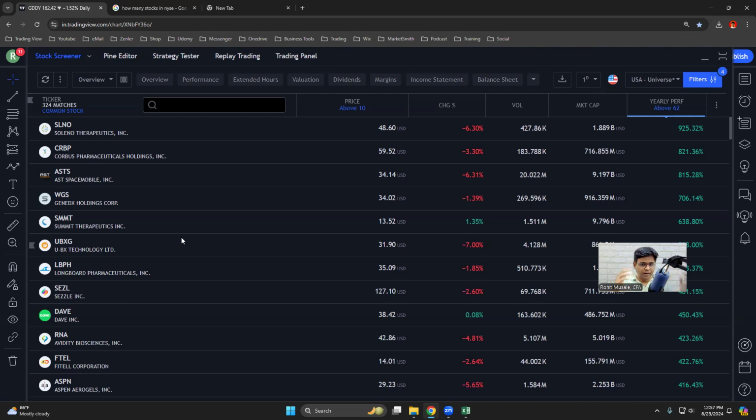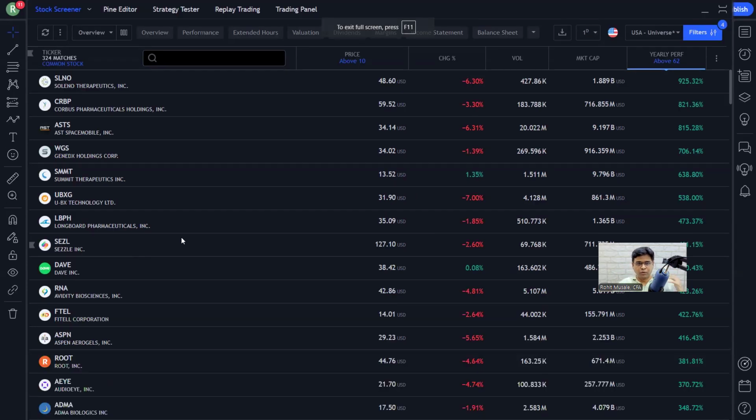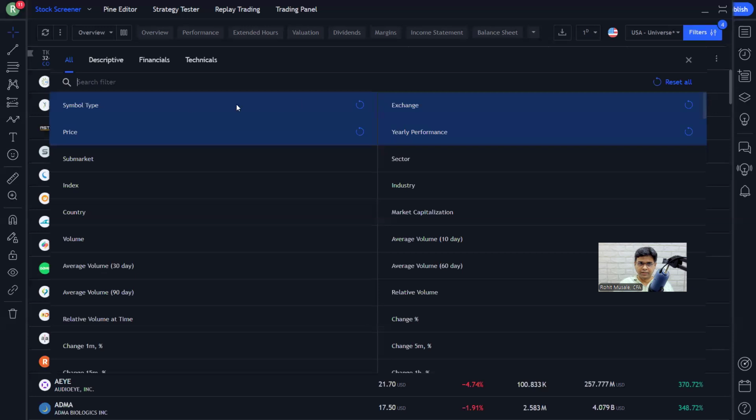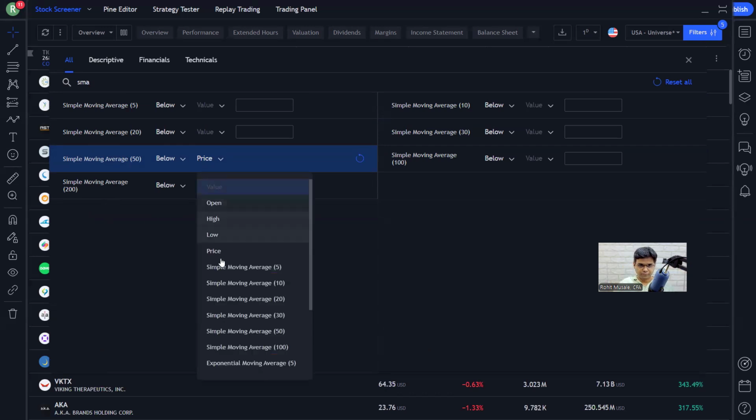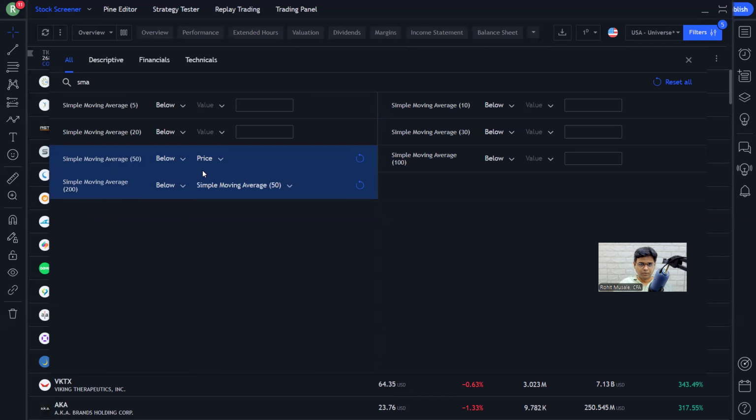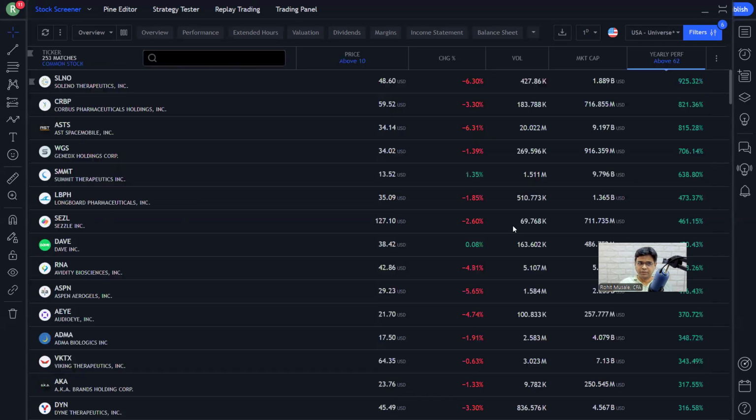Now, can we add more filters here? We know that we want a stock where the price should be above the 50-day simple moving average. So let us put that. So SMA 50 is below the price, correct? And we also know that the SMA 200 should be below SMA 50. When I put these two filters, let us see what we get.